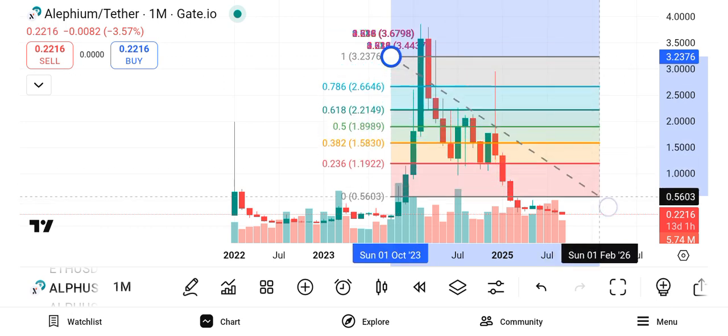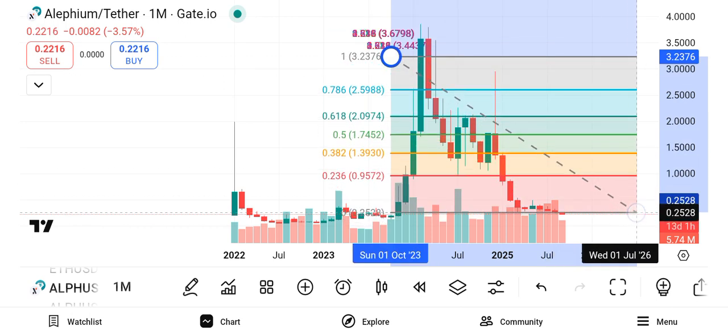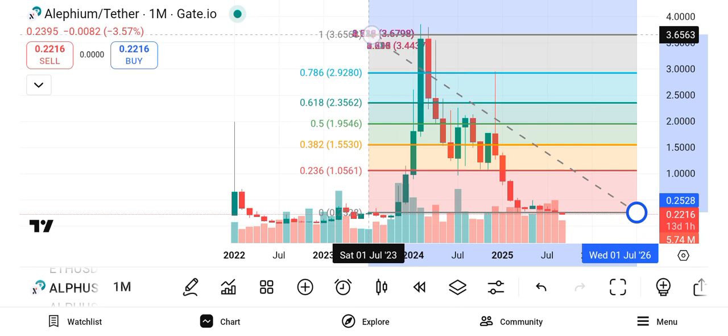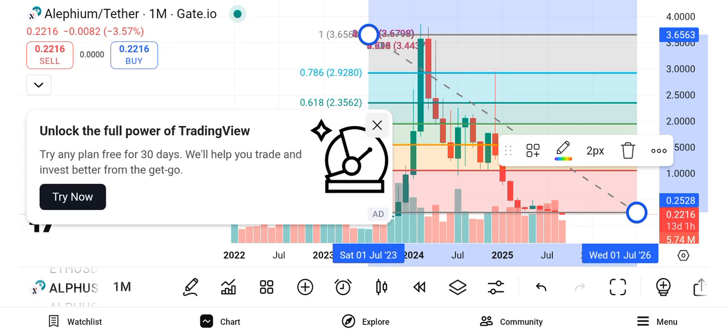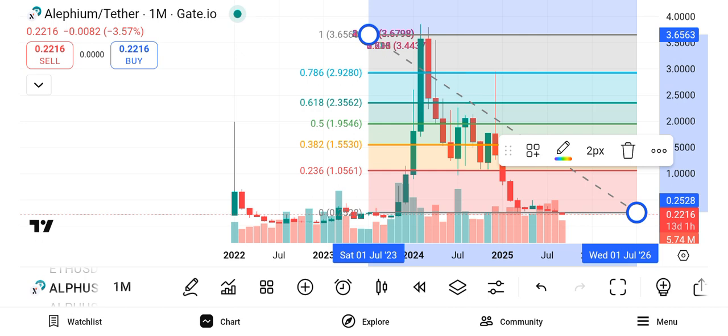I'm using my screen to draw it, so it requires a lot of experience. Okay, so this is perfect. So at 61.8%, we're expecting a $2.4 retracement level in the monthly chart. This is the 1 month chart. And at 78.6%, we're expecting a $3 retracement.